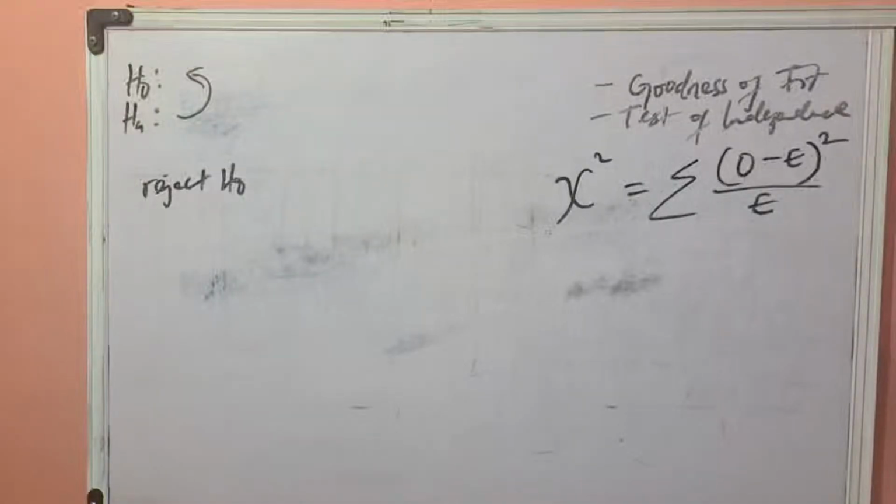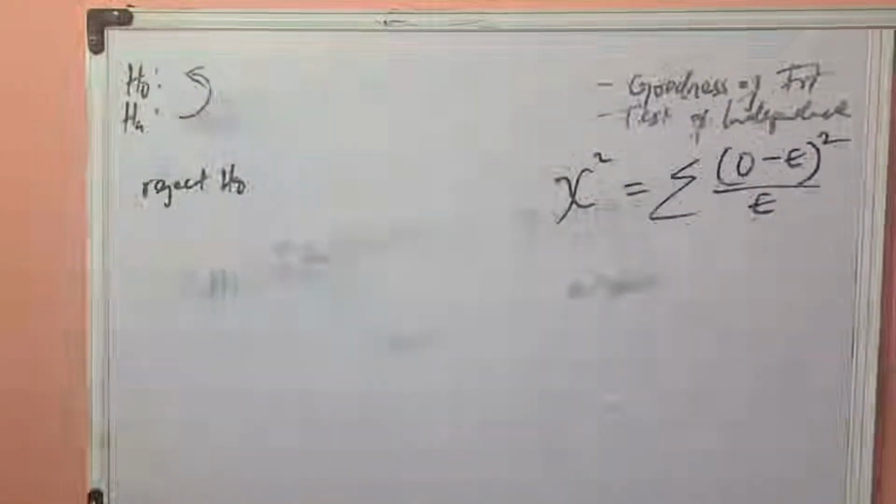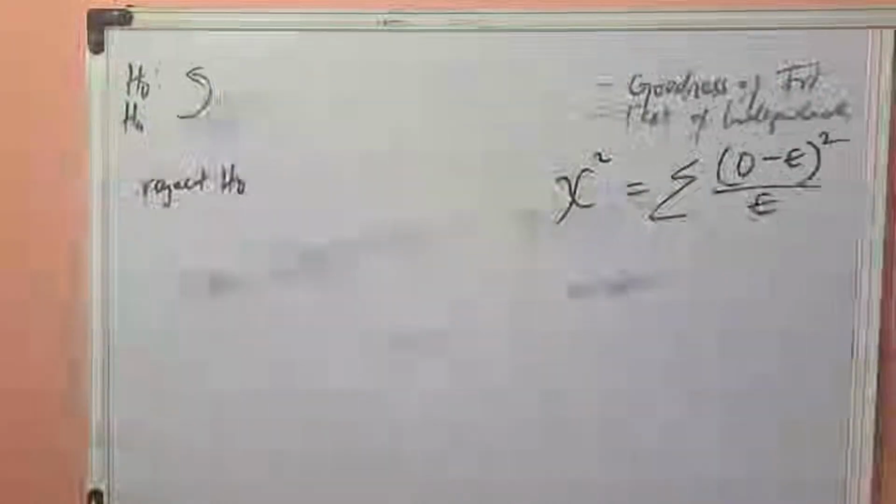That means there was a fit between the observed frequencies and the expected frequencies. Then, of course, your alternative hypothesis will say the opposite of that. That means they did not fit on equal frequency.